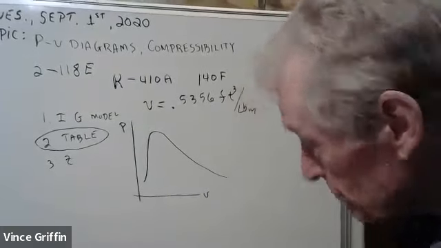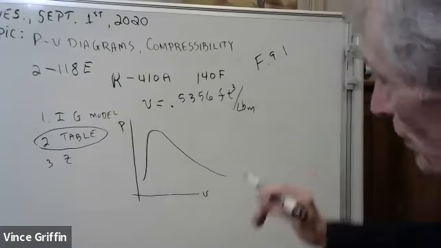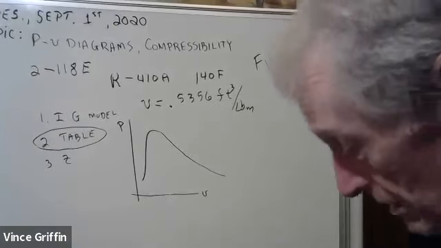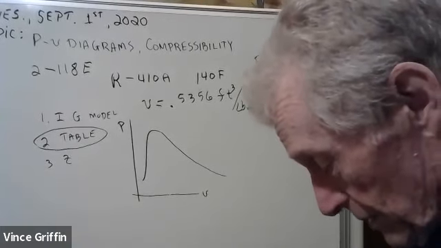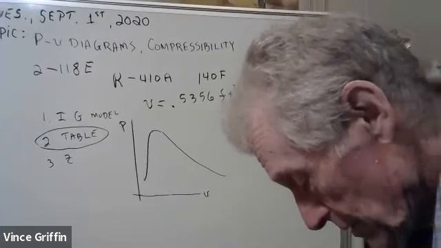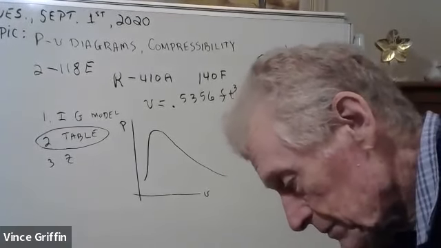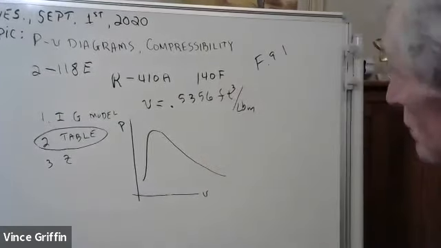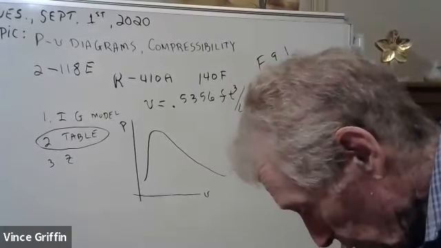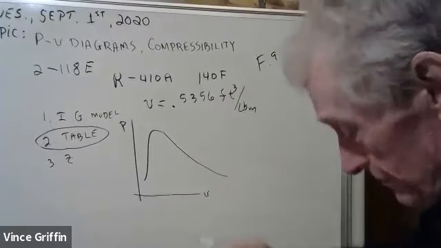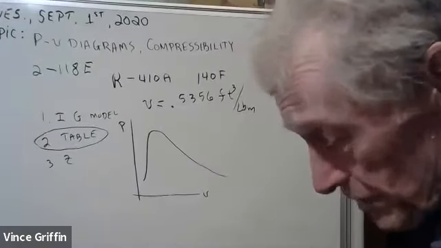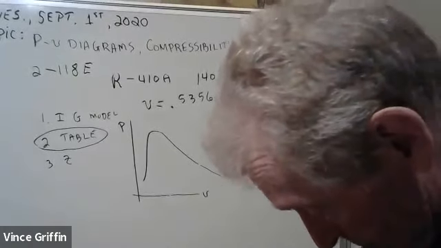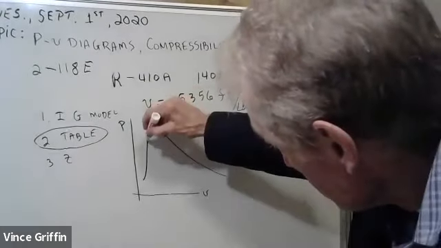I tell you where I'm at right now. I'm at table F.9.1. And I found 140 Fahrenheit. Yeah, here we go. And I found this VF. See, 140 is actually up towards the top. It only goes up to 160. So it's about like here.